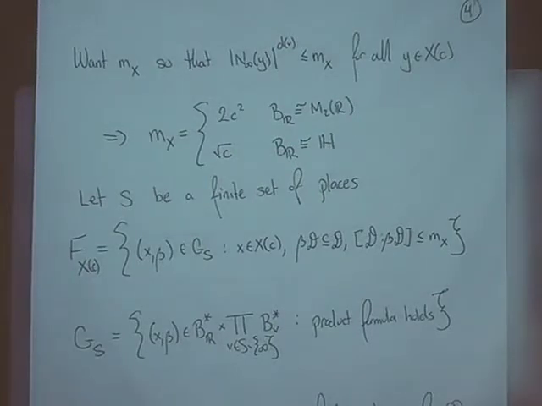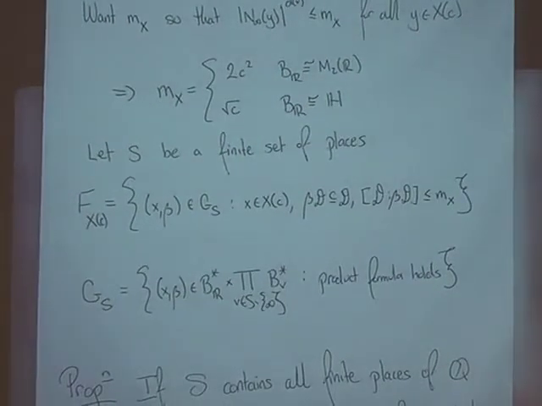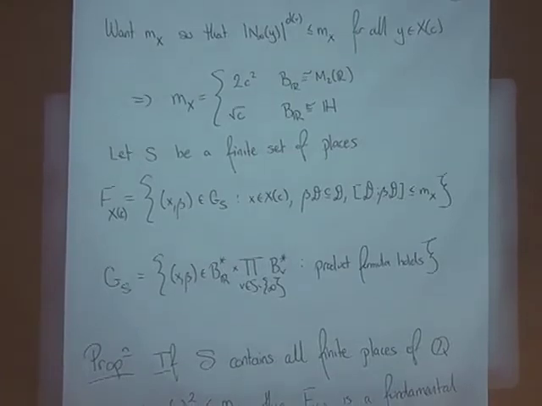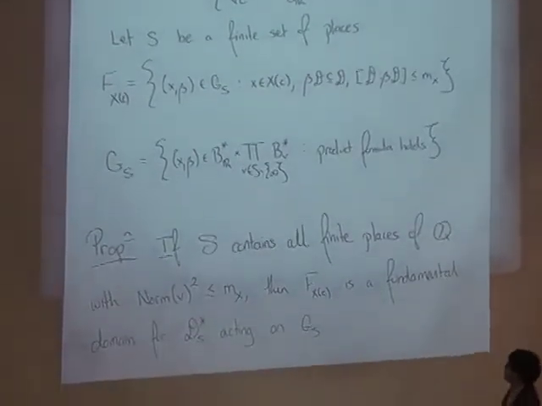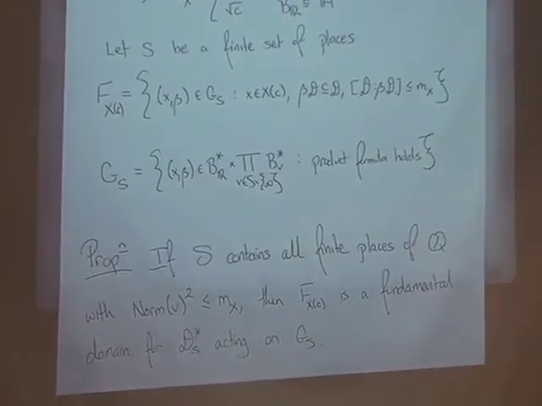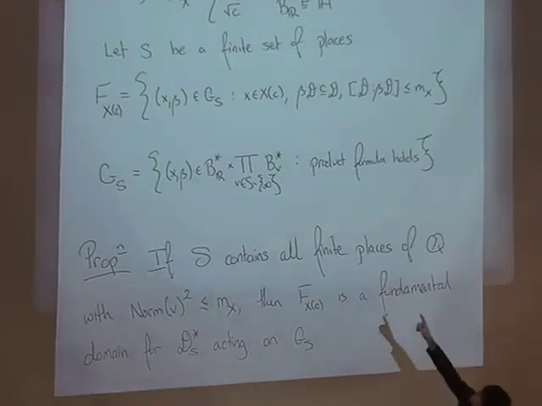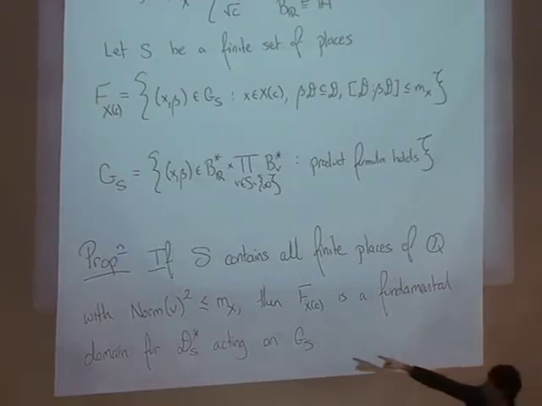And there's the proposition that needs to go up. So if S contains all the finite places where the norm squared is less than m_x, then this is a fundamental domain. So once I throw in, so m_x, we had, is it still here? Where'd it go? I guess I lost it already. Oh, it's on this sheet. Yeah, right. So we have an explicit formula for m_x. And so now we can explicitly say, okay, once I have inverted this many primes, I get a fundamental domain.